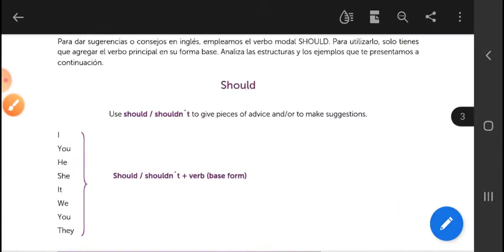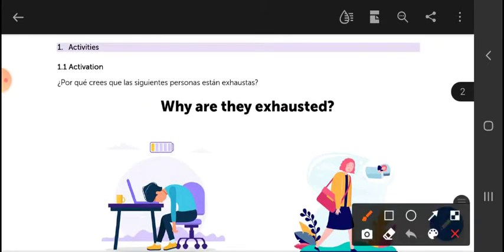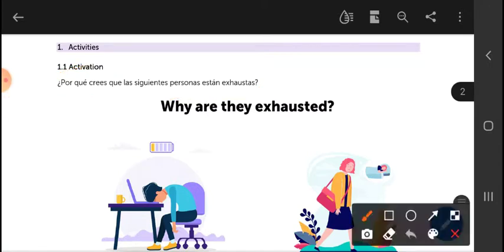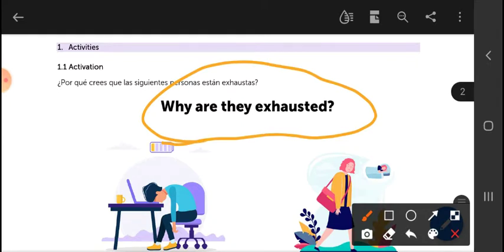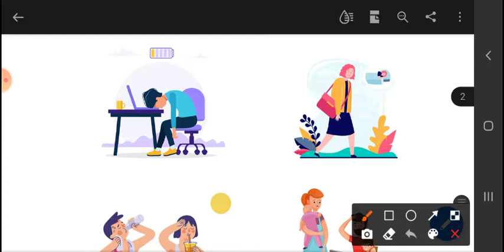But first, let's go back to the activation part. In the activation part, the question is, ¿por qué crees que las siguientes personas están exhaustas? In English, why are they exhausted? Why are they exhausted? Yes. So you have to write, escribes, you have to write the reason why you think they are exhausted.